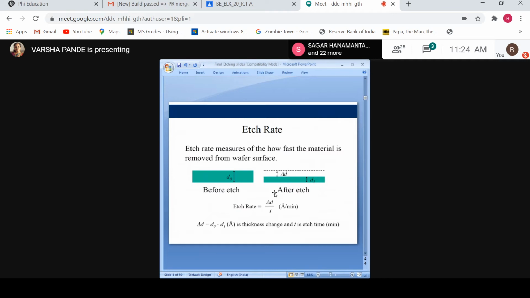Then we can tell that etch rate is equal to the part removed per minute, the length or dimension of the part removed per minute. Those dimensions are generally in Angstroms, because the thickness is very small. So how much part is removed per unit time or per minute is nothing but the etch rate. Some materials have a faster etch rate, some have a slower etch rate.